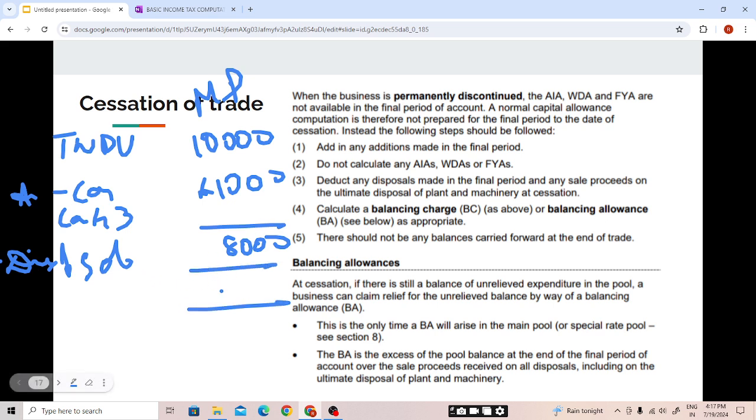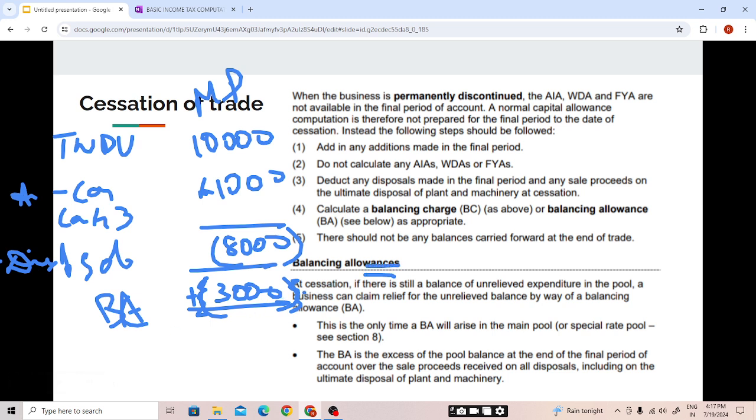So this will give rise to a figure of 3,000. If we have a negative figure, students, it will be a balancing charge. But here we have a balancing allowance. It is a positive figure because 11,000 minus 8,000 is 3,000 positive. This will be the balancing allowance.